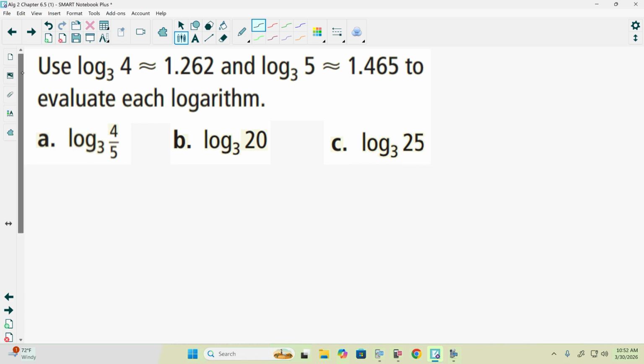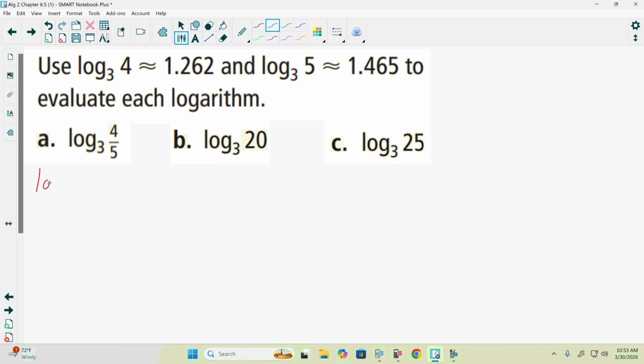So let's look at 3 more of these here. It tells us that log base 3 of 4 is 1.262 and log base 3 of 5 is 1.465. And we're going to use those to evaluate each one of these here. Now, A is kind of nice because it's log base 3 of 4/5. It's already told us how we can interact with 4 and 5.